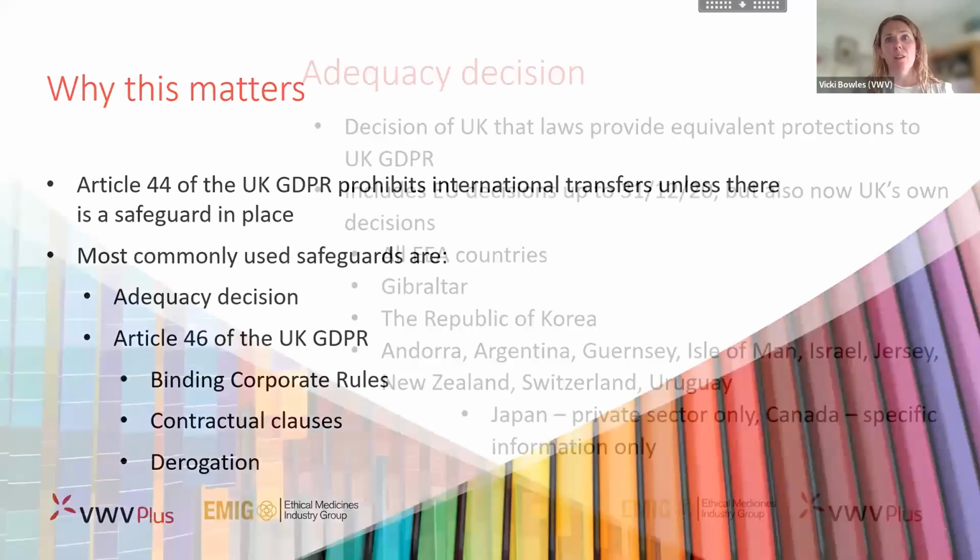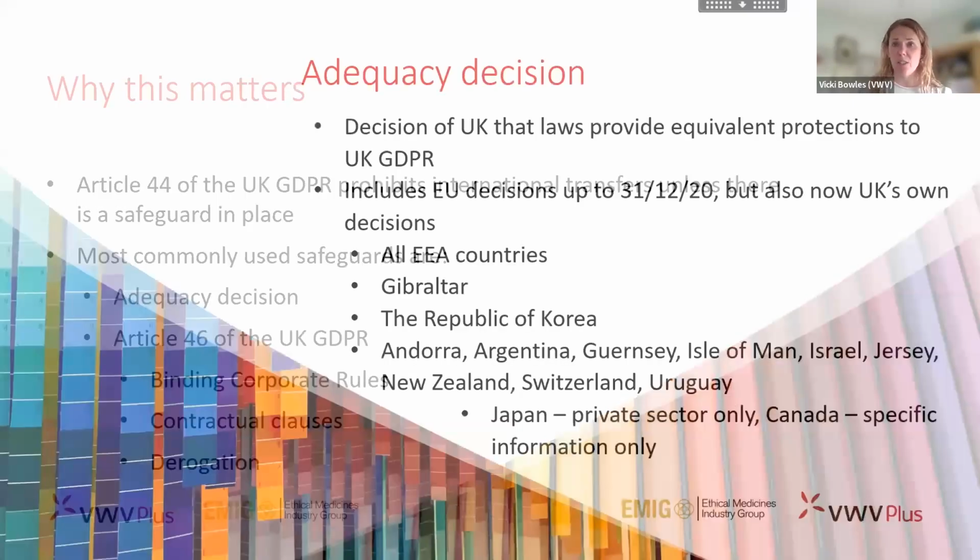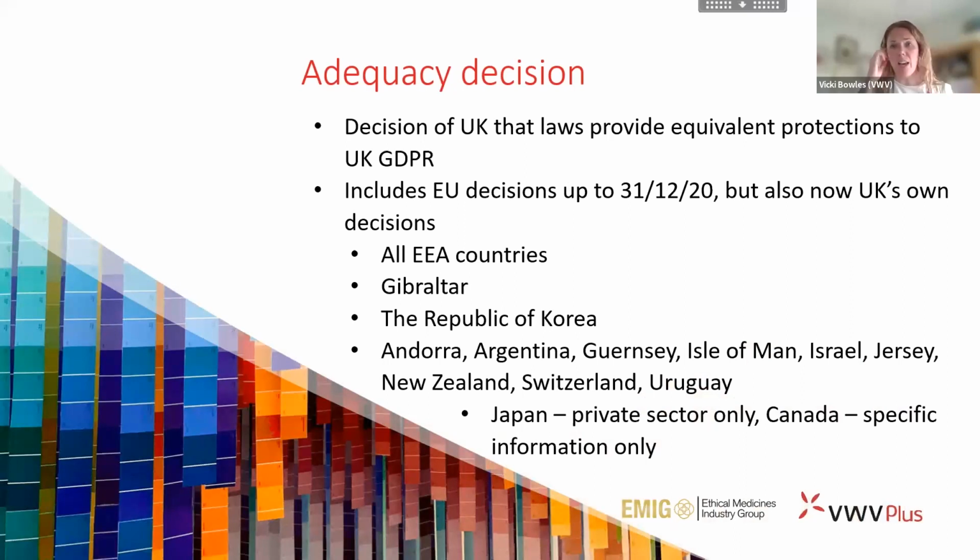So what is an adequacy decision? Essentially, it's a decision of the UK that a particular country has laws in place which protect personal data to the same level that the UK GDPR does. When the EU GDPR came in back in 2018, the idea was that it was the best level of protection that was available in the world. So this was the sort of gold standard. And therefore, if other countries had laws that came close enough to that standard, then that was okay. The data is not at risk if you transfer it.